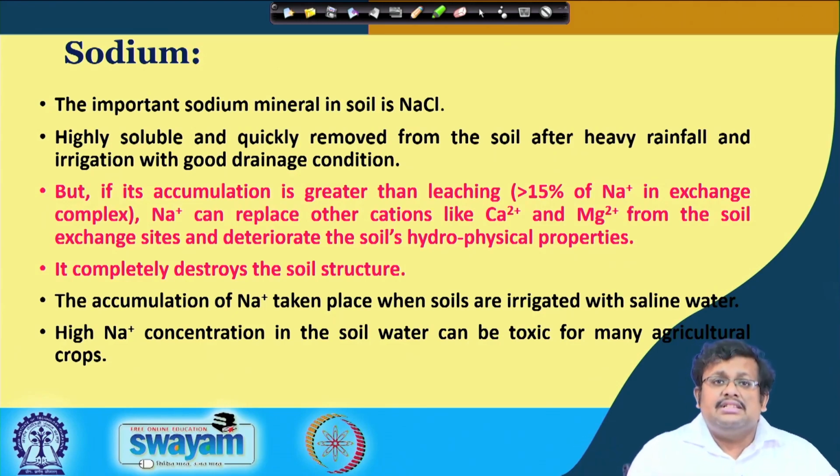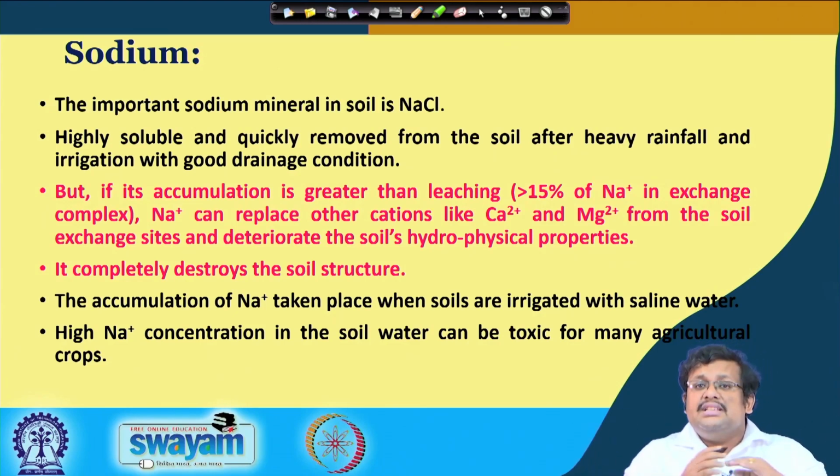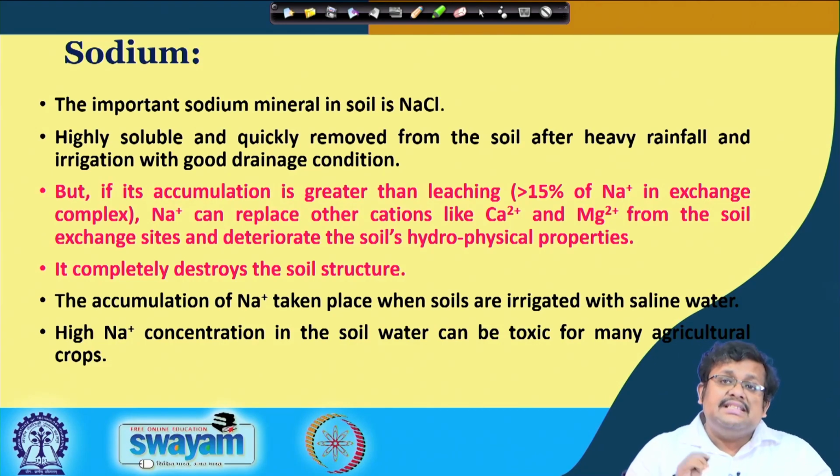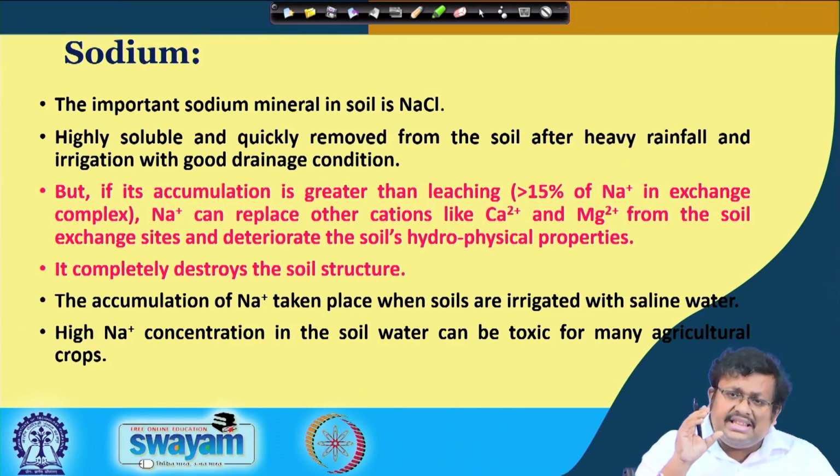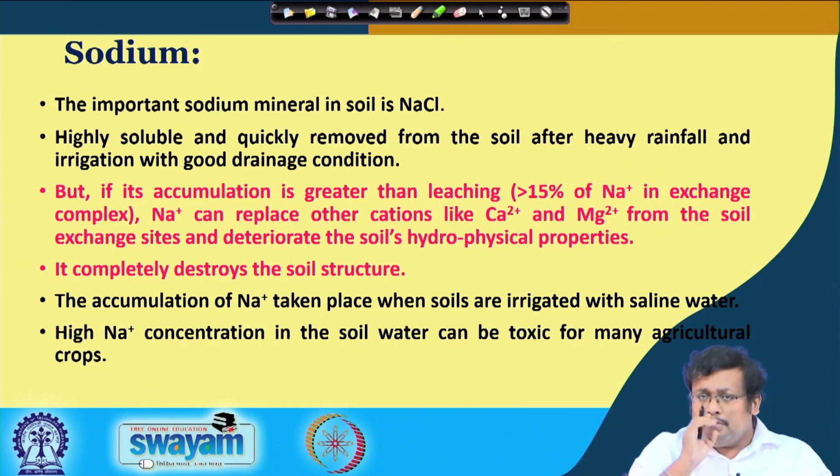When the zeta potential increases, obviously the soil will be dispersed. When the soil is dispersed, that causes a major disruption in the hydrophysical process, because the pores will be clogged, and as a result there will be no aggregate formation. Pores will be clogged, and as a result surface crusting and all the other unfavorable conditions as far as the soil hydrophysical properties are concerned will be there. So, this sodium is detrimental for the soil physical properties. It completely destroys the soil structure.